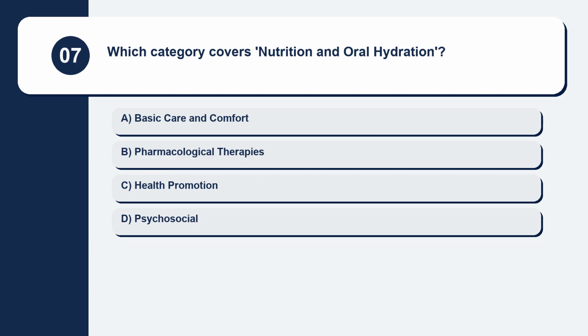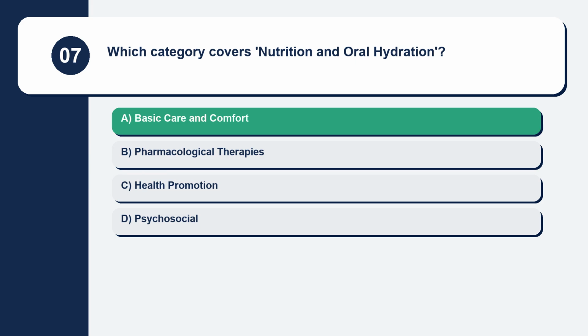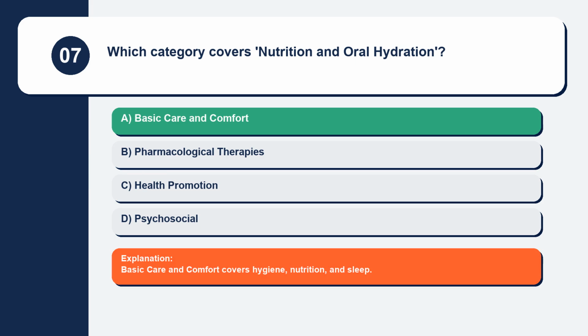Question 7. Which category covers nutrition and oral hydration? Basic care and comfort. Pharmacological therapies. Health promotion. Psychosocial. Basic care and comfort covers hygiene, nutrition, and sleep.